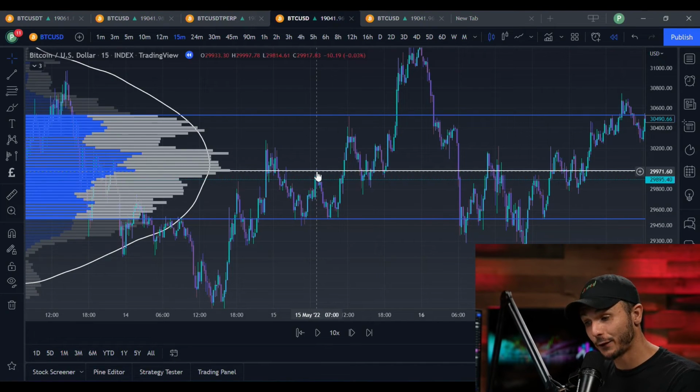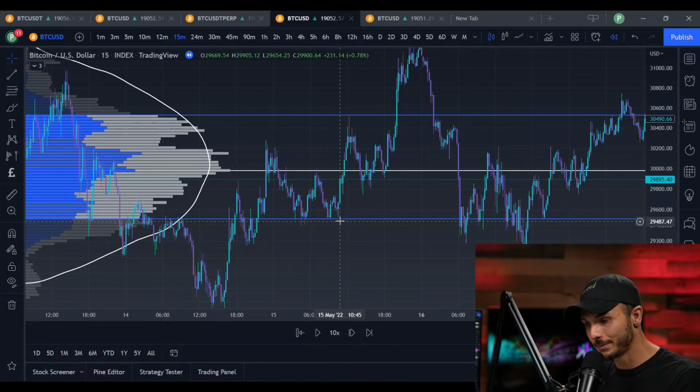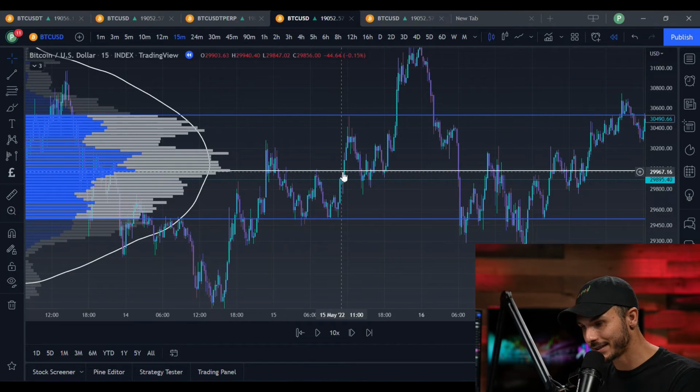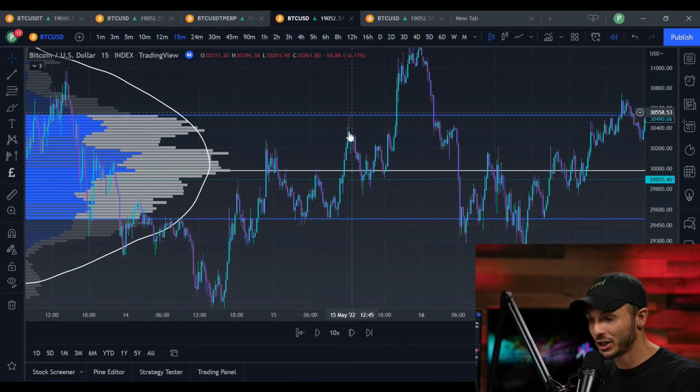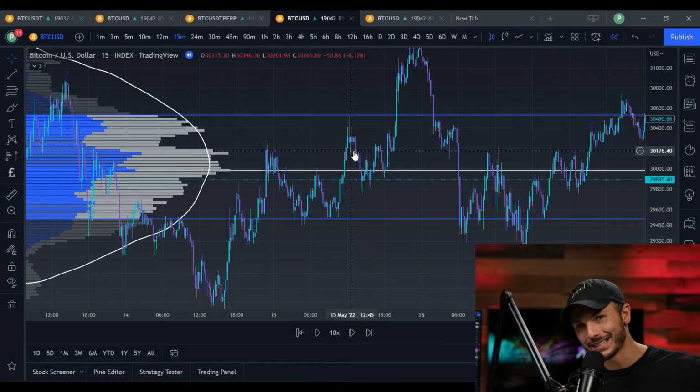Now you get rejected from the POC. You would expect a visit to the value area low. It's exactly what you get. This acts as support. You come up, come down for a double tap right up to the POC, and then you break the POC, in which case you would be expecting to come to the value area high. That's exactly what you get. You get the rejection, come right to the POC. I think you guys get the idea.